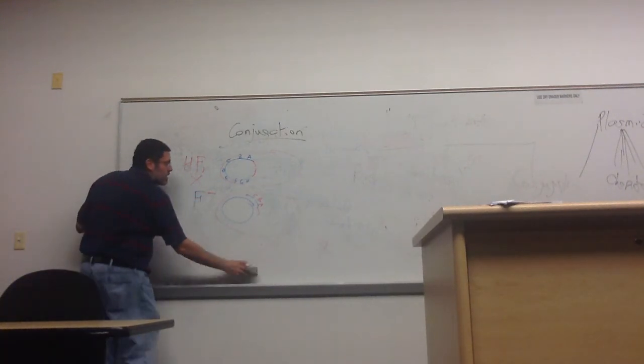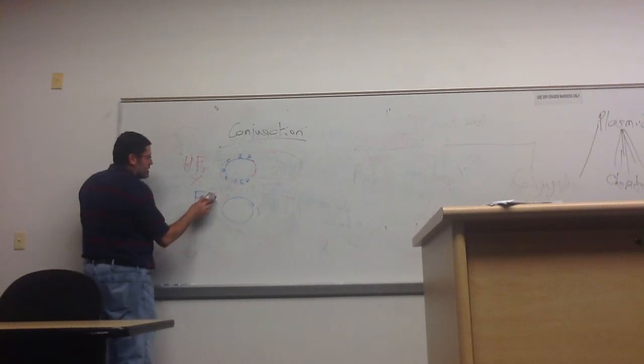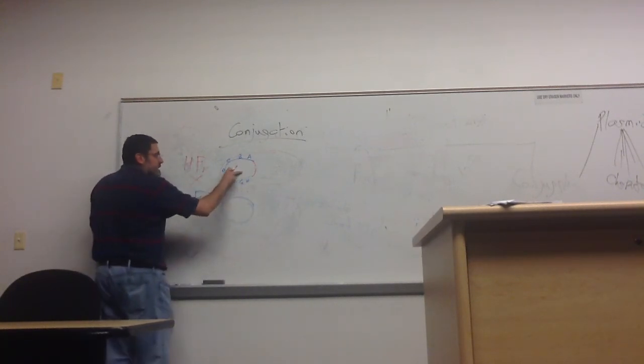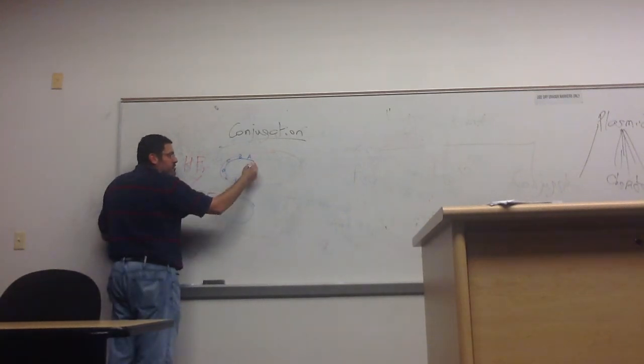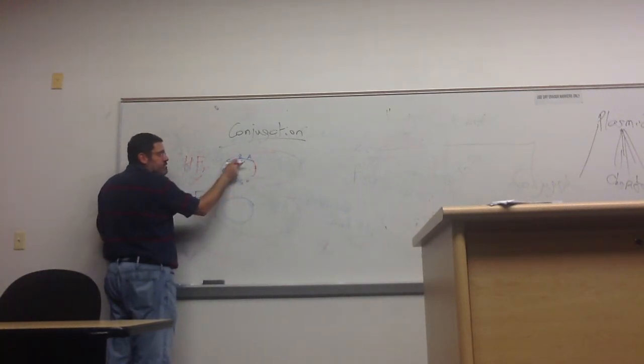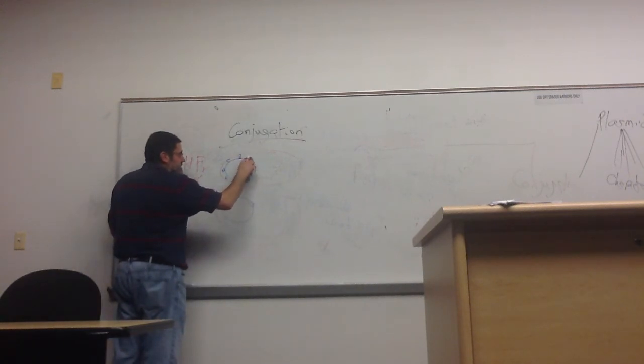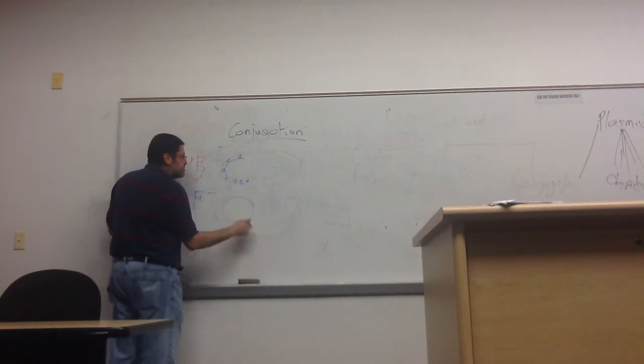That's the second one. The third one is what happens if you have an HFR and instead of going back to F plus, the plasmid came out and picked up A by mistake. So basically, you're going to get something that looks like this.